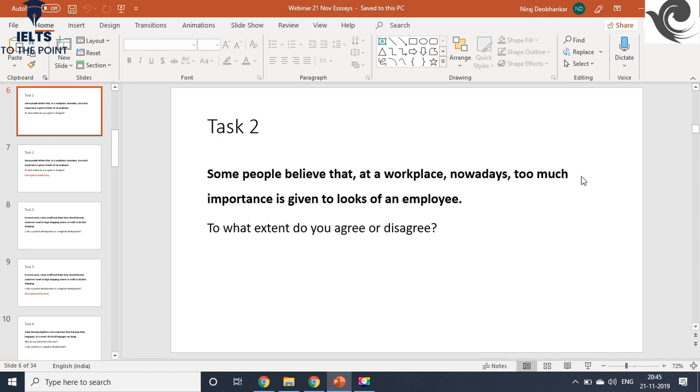Understand? Some people believe that at a workplace nowadays, too much importance is given to looks of an employee. That means it's a negative thing that people give too much importance to the looks of the employee, and probably they should not do that. That is the opinion of some people.